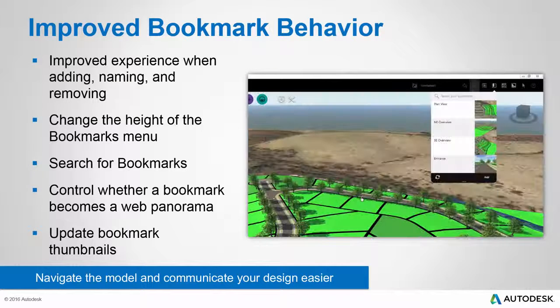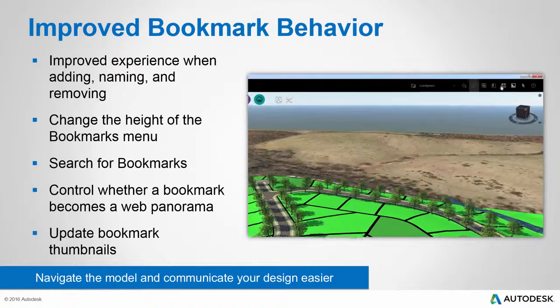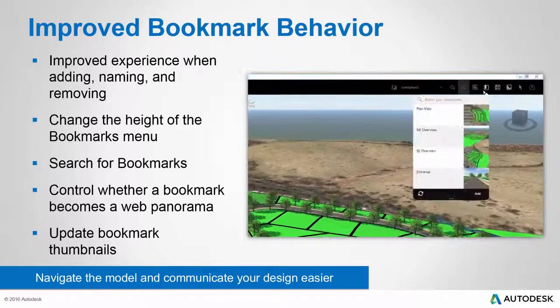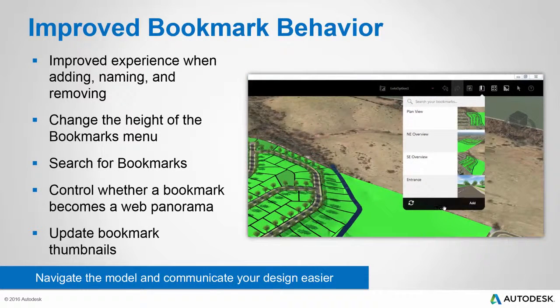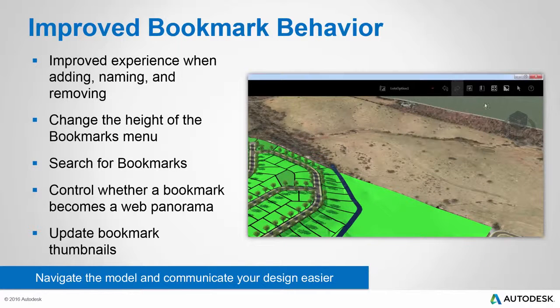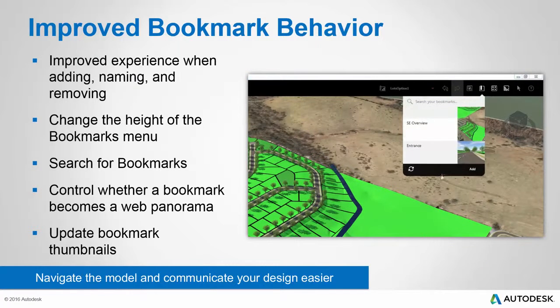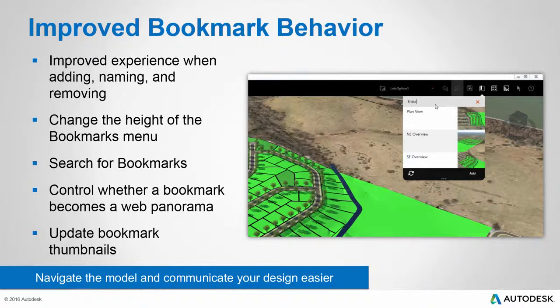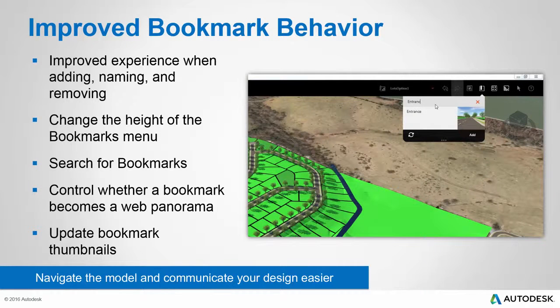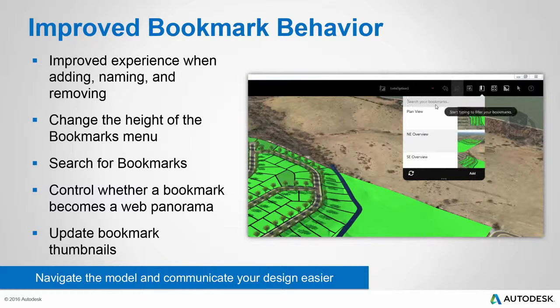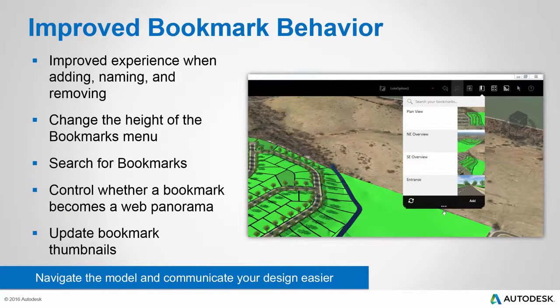You'll find some added functionality in that you can change the height of the bookmarks menu. You can make it as long or short as you want, and this can be really helpful because it's possible to have many bookmarks in your model, or maybe to just have a few. If you do have a lot of bookmarks in your model, you can use the search functionality at the top to type in a keyword, and InfraWorks 360 will filter the list of bookmarks to only show what matches your keyword. You can also use a handy icon to control whether a bookmark becomes a web panorama, just by simply toggling that feature on or off.